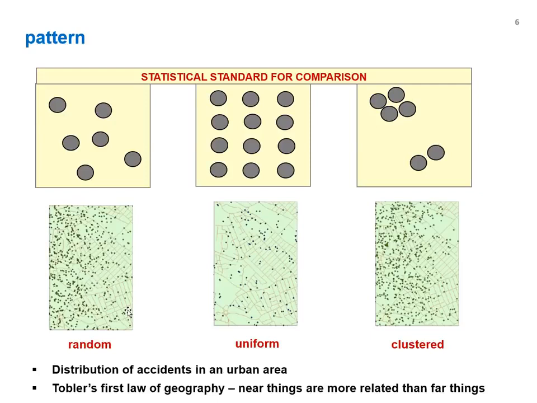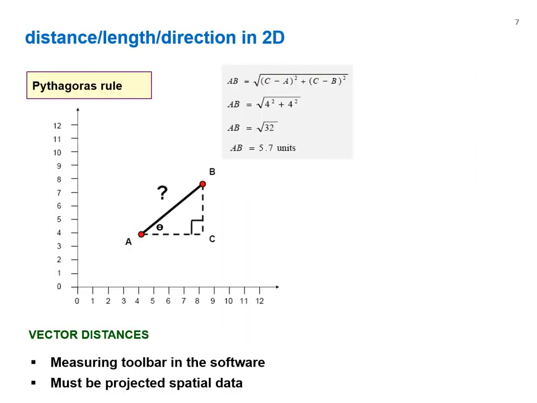In the uniform arrangement, the data points are equally spaced from other points. In the clustered arrangement, some data points are grouped together. The real-world data is then compared with these statistical distributions to determine whether the real-world objects are random, uniform, or clustered. For distance and directions, simple geometry calculations are used.